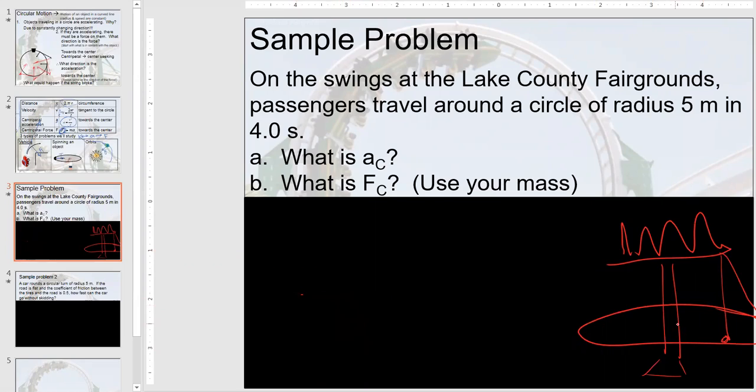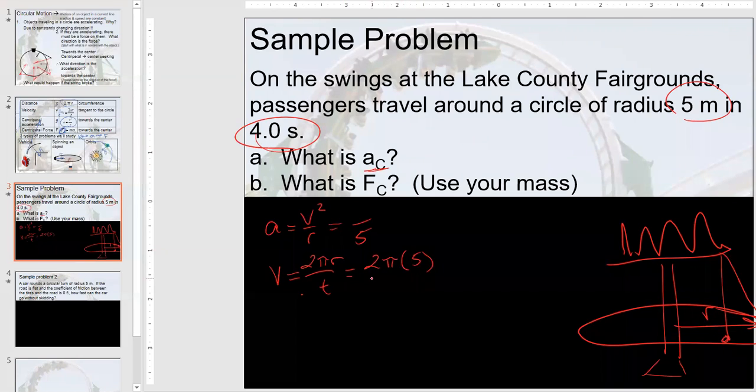So we know a radius of 5 meters, and we know a time, which means we're probably going to start with the kinematics side. If we're looking for acceleration, remember our acceleration is going to be v squared over r. We do know the radius, that's the 5, but we don't know the velocity to solve for a. So the next thing we look at is our velocity equation, 2 pi r over t, and in that case we know everything we need: 2 times pi times 5 meters divided by 4 seconds. Then we punch all of that into our calculator.